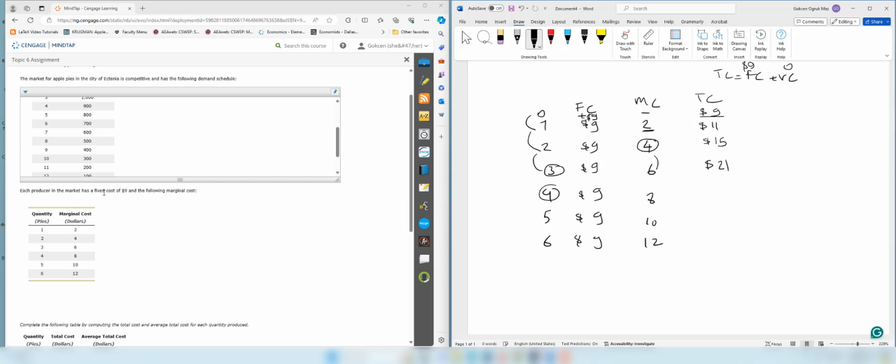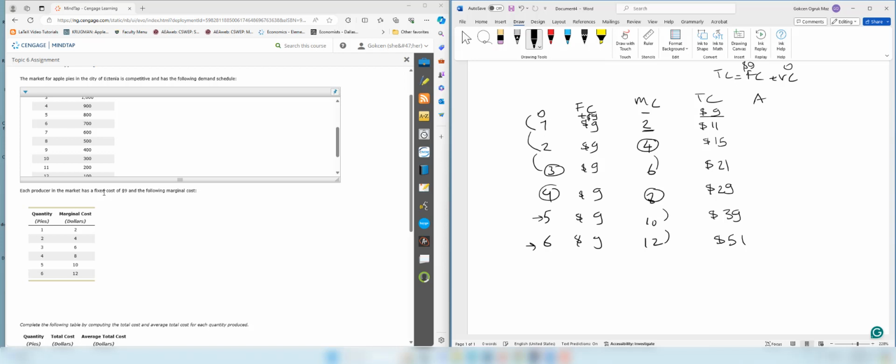And here, fourth unit, I need to spend an additional 8. Therefore, for the fourth unit, I have to spend $29. And for the fifth unit, I need to additionally spend $10. So that is going to be $39. And for the sixth unit, I need to spend an additional $12, which is $51.